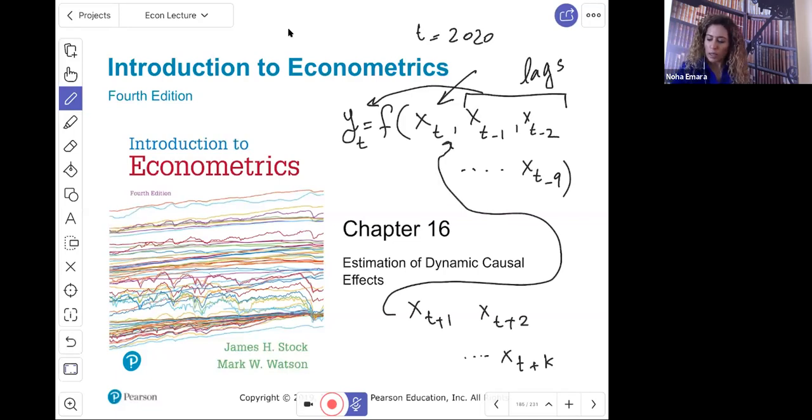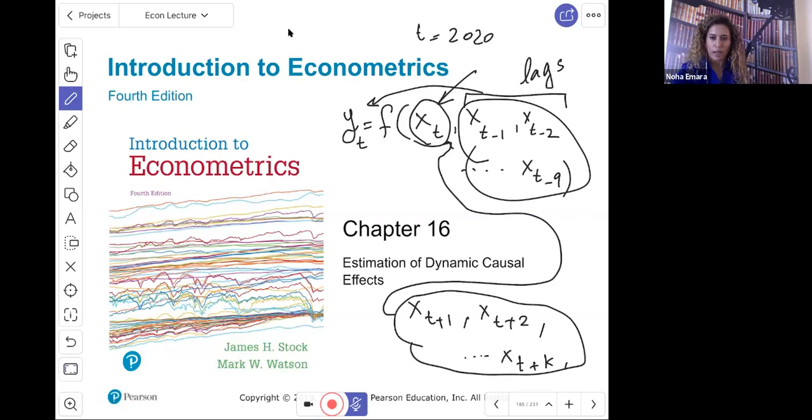So I'm not only analyzing the past, but I'm analyzing the past, the present, and the future values of x on y. Okay, this is very, very important in time series analysis.